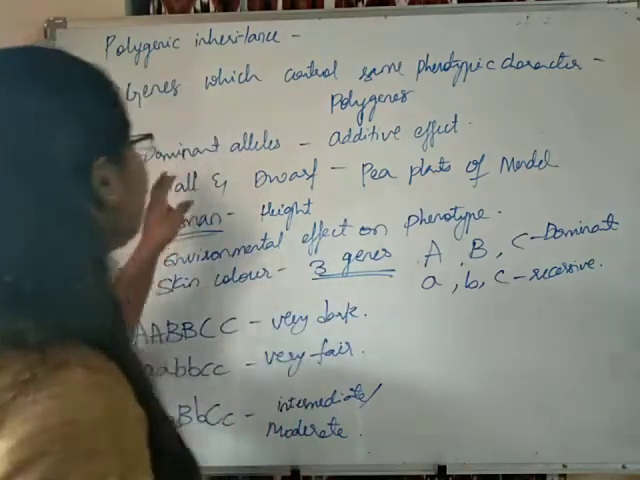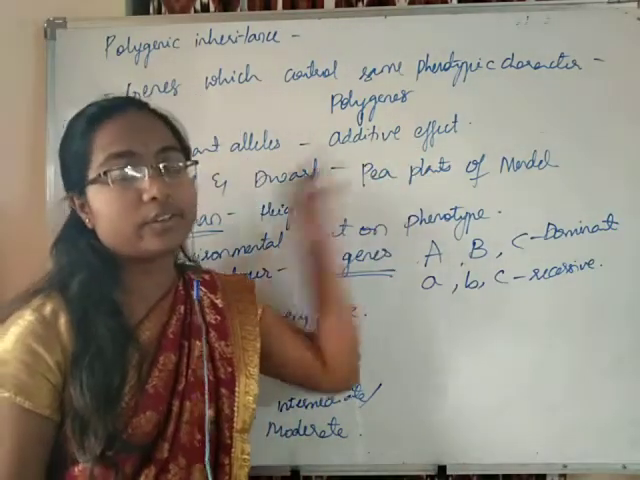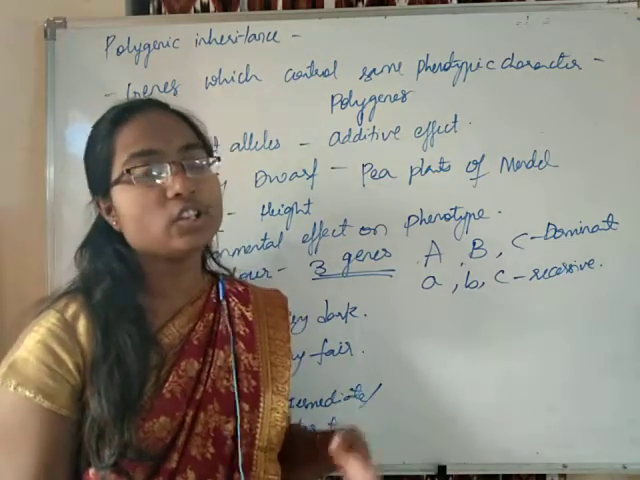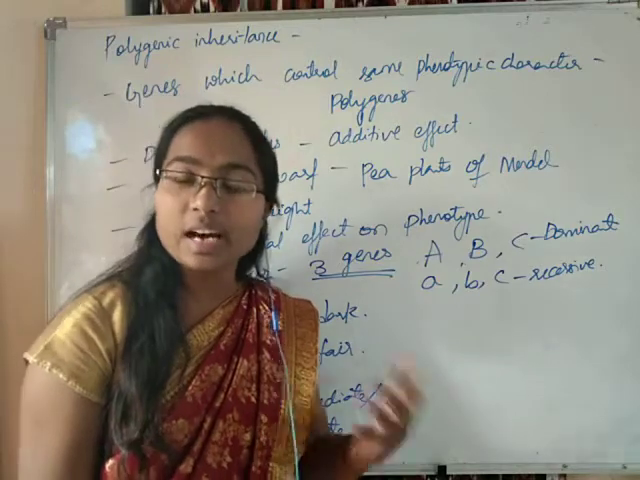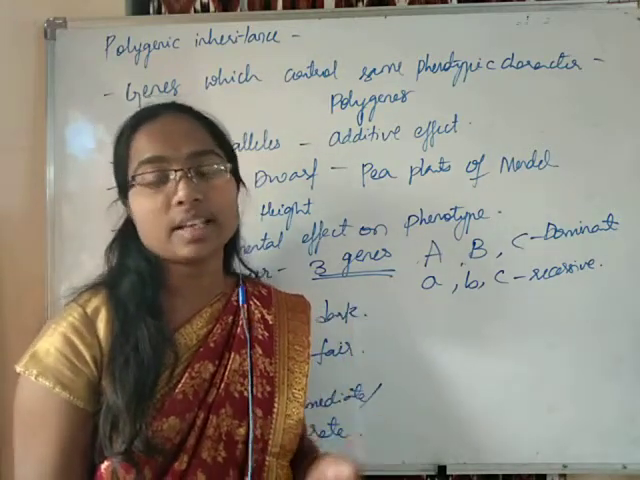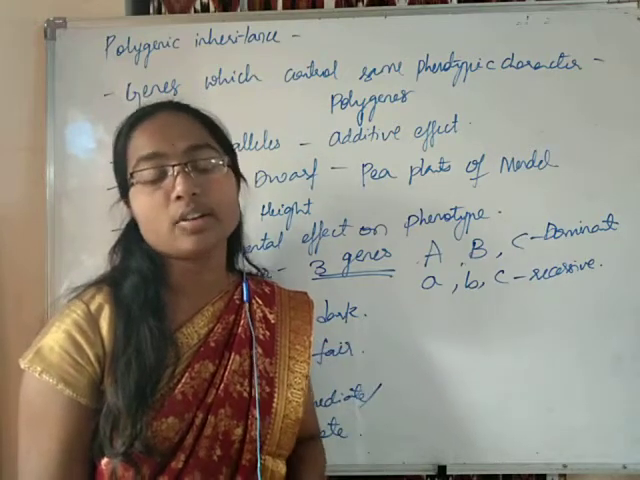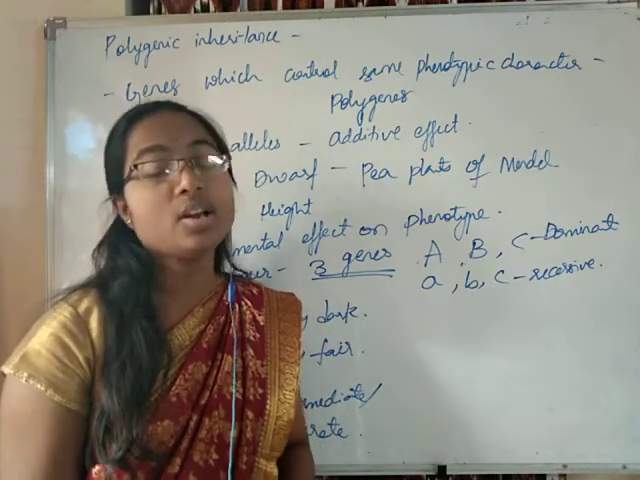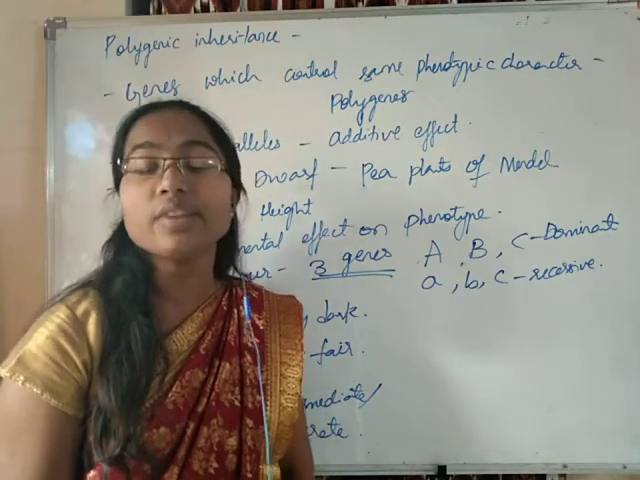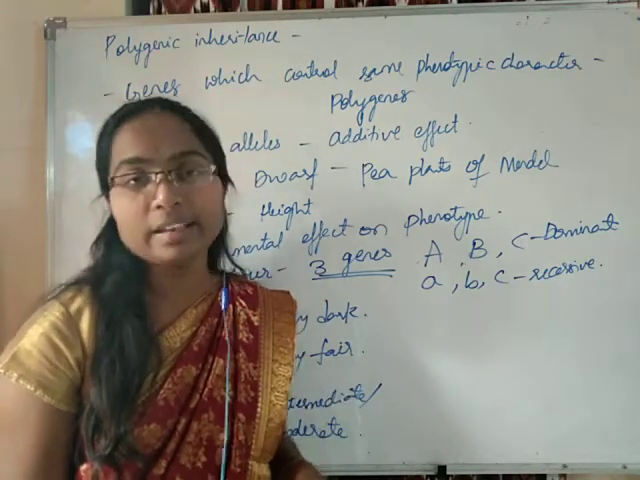As I have told you already, dominant alleles give an additive effect. According to the number of dominant alleles present in the individual, the skin color is going to be dark or very light. More dominant alleles, the darker the skin. Fewer dominant alleles, the lighter the skin. In that way, dominant alleles in polygenic inheritance give an additive effect to the phenotypic character.